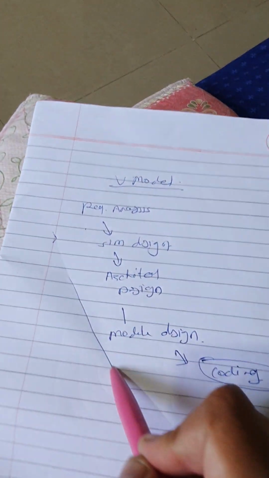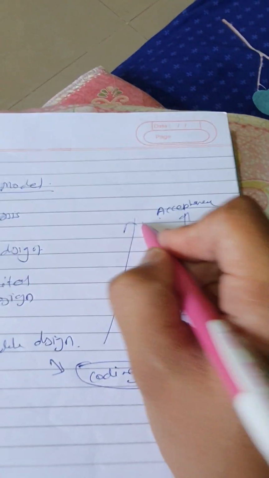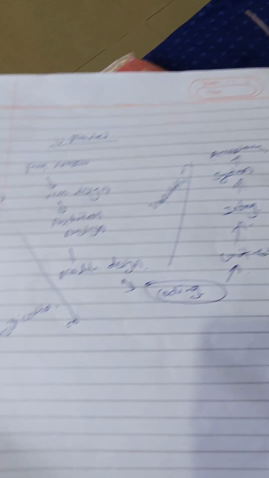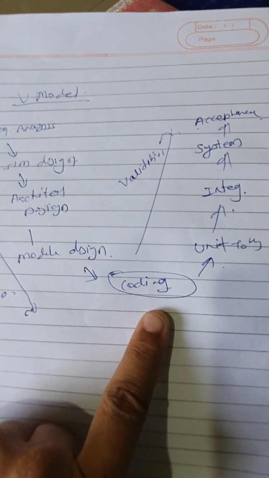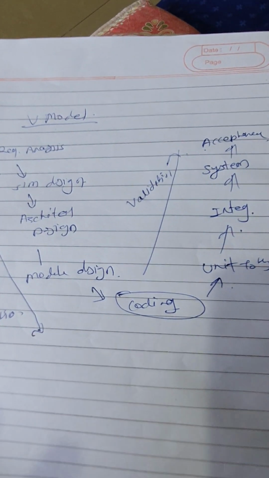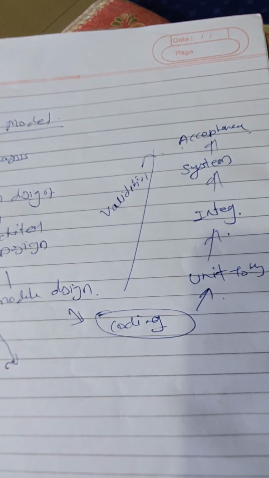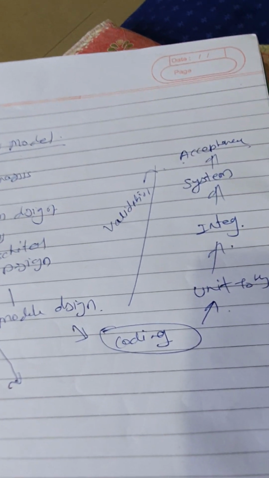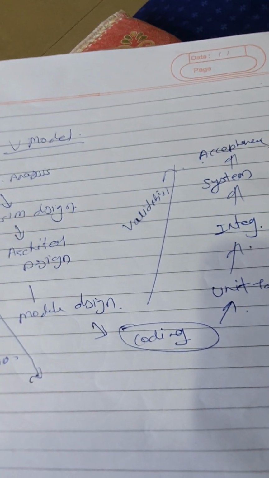So this is the verification phase, and this is the validation phase. V model means verification and validation model. The first phase is verification, the second one is coding, and the third one is validation. There are three phases in the V model: verification, coding, and validation. Verification means, are we building the product right? Validation means, are we building the right product? And coding is nothing but execution or implementation of your software.